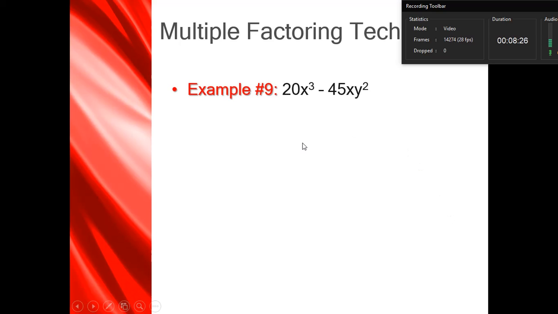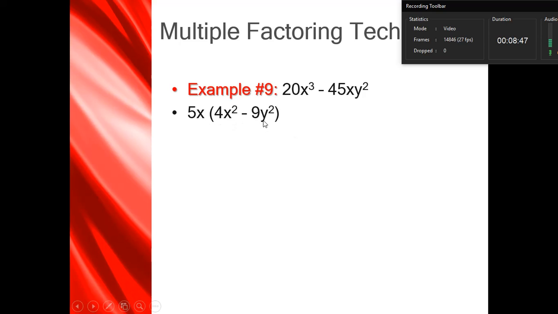Now this one has 2 variables. We're still going to start with the greatest common factor. So what's shared between 20 and 45? And then if I look at the variables, they both have x's, but they can only give up one x. So I'm going to pull 5x as a GCF, leaving this binomial behind.